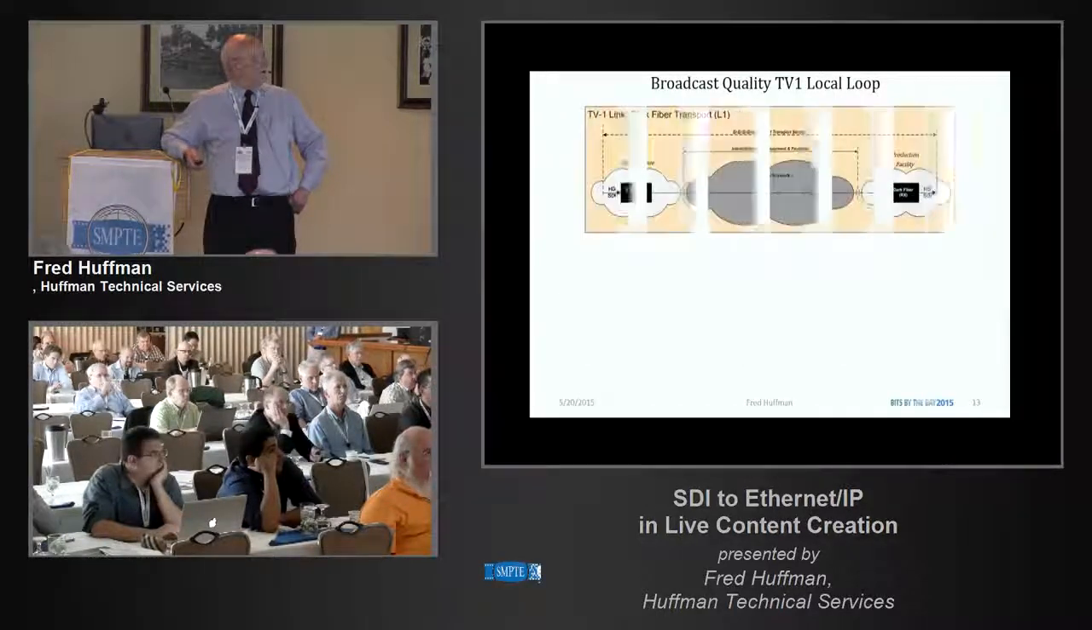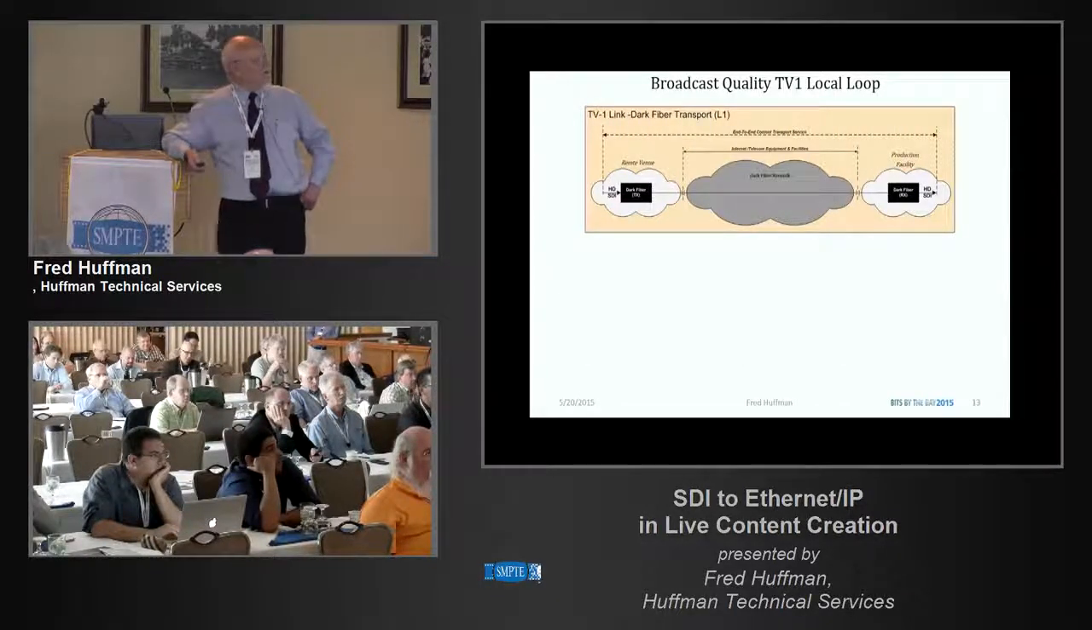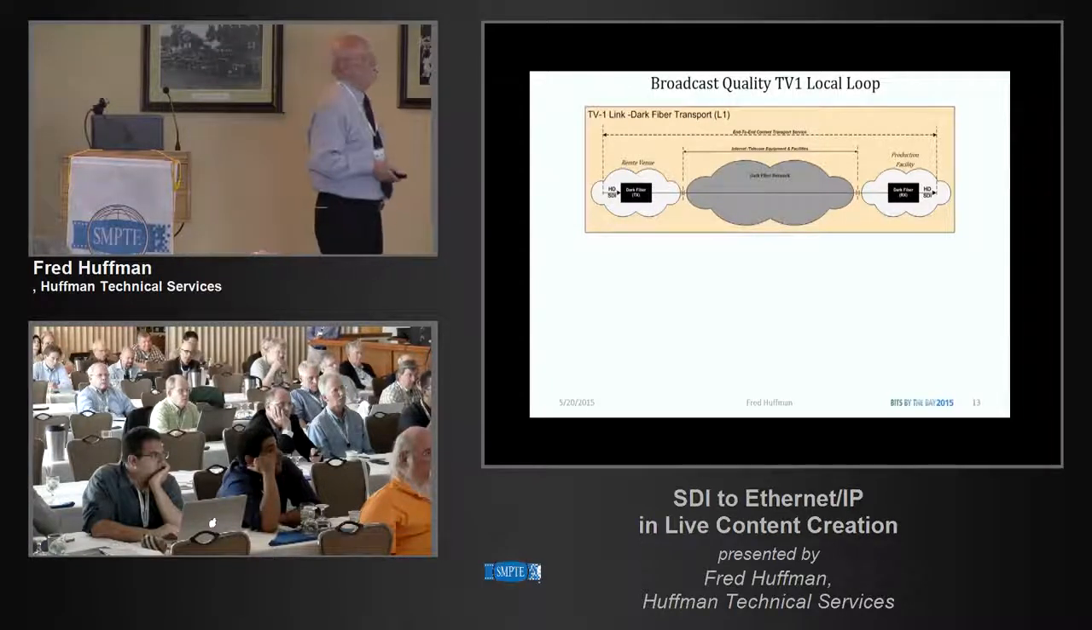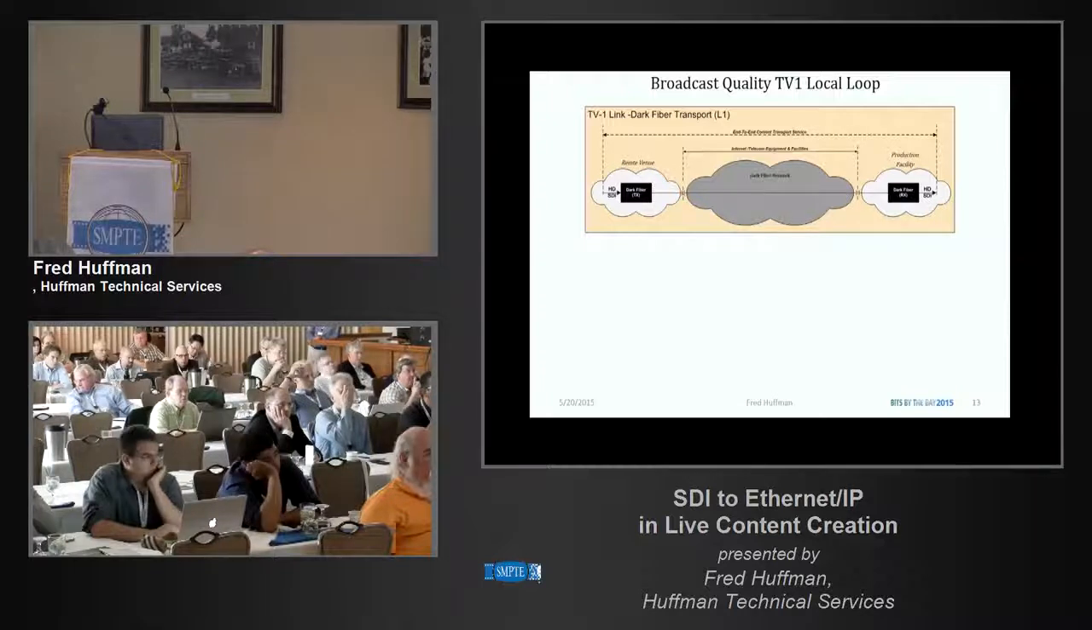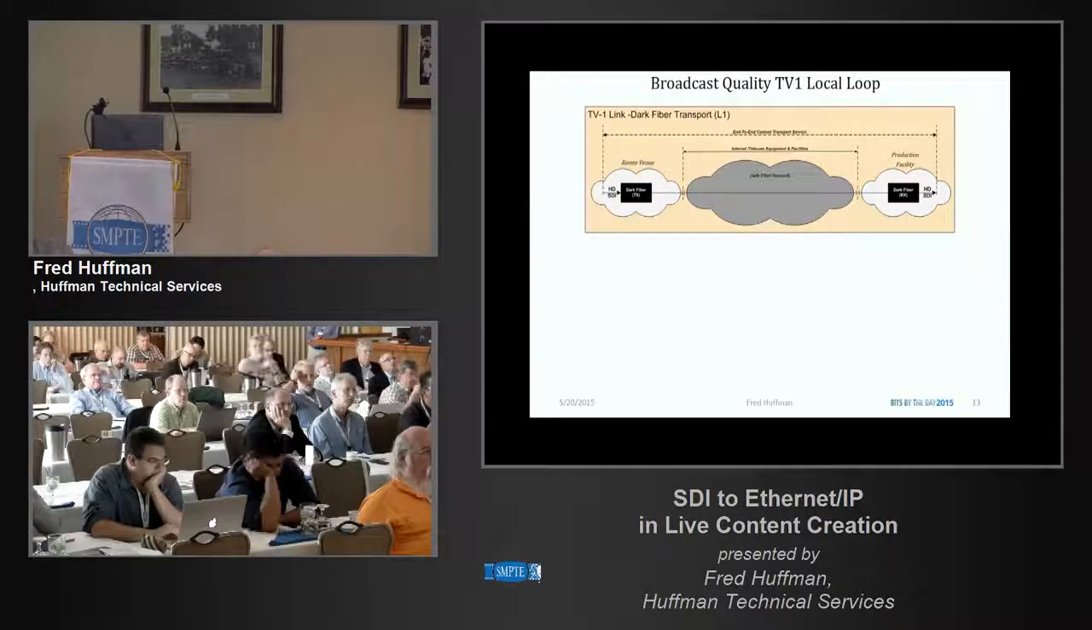Now, first model of this TV1 loop, broadcast quality TV1 loop. This is exactly what it's called by some of the service providers. This is the thing that years ago was started, as I mentioned, and used in studio transmitter links. You basically have a transmit box on one end connected through a dark fiber to a receive box on the other end. And what you put in on this end, you get out on the other end.